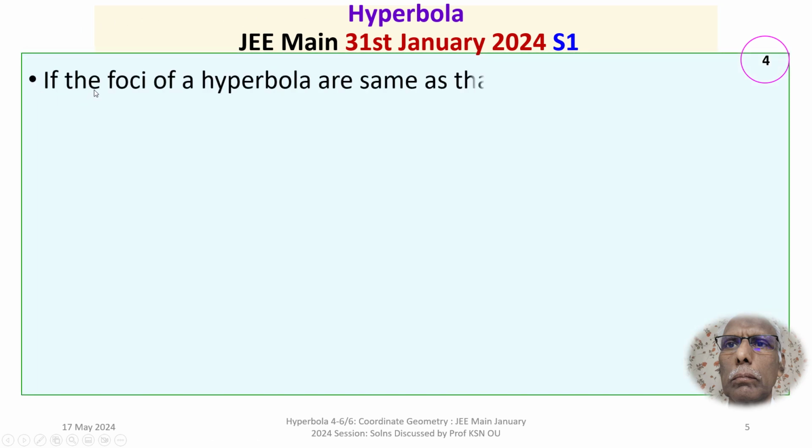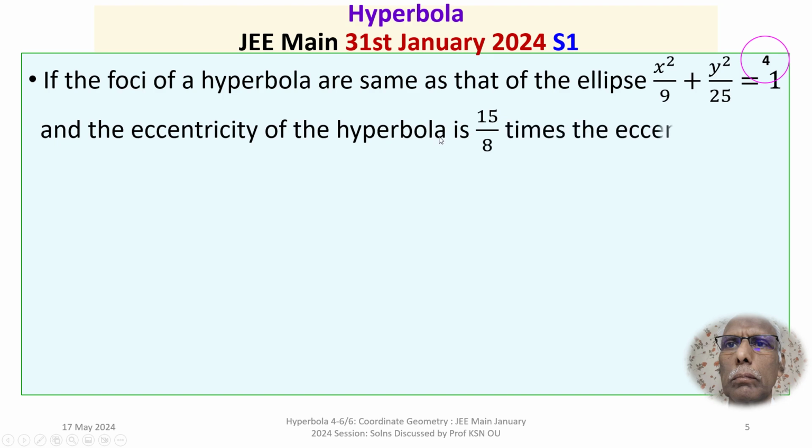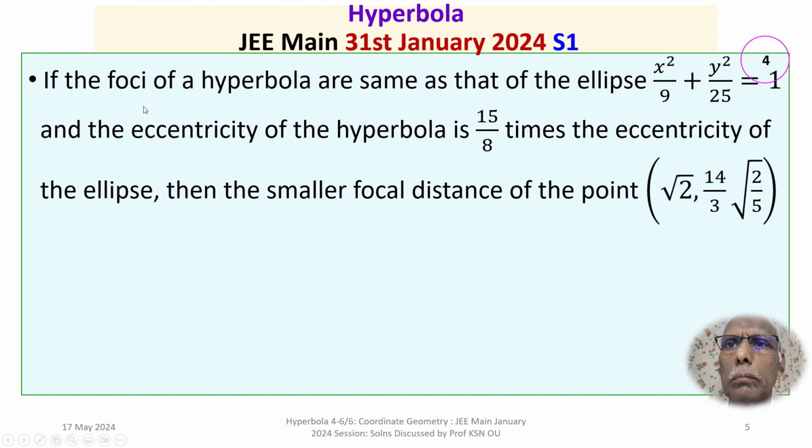The given question is, if the foci of a hyperbola are the same as that of the ellipse x square by 9 plus y square by 25 is equal to 1. We are given an ellipse, and it is given that the foci of a hyperbola are the same as that of this ellipse. It is further given that the eccentricity of the hyperbola is 15 by 8 times the eccentricity of this ellipse.